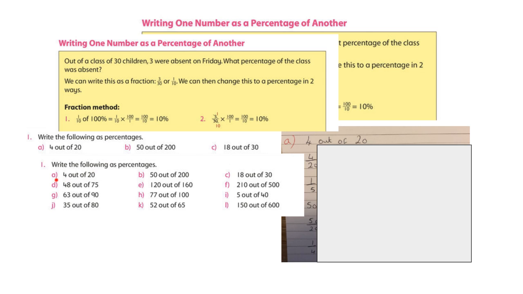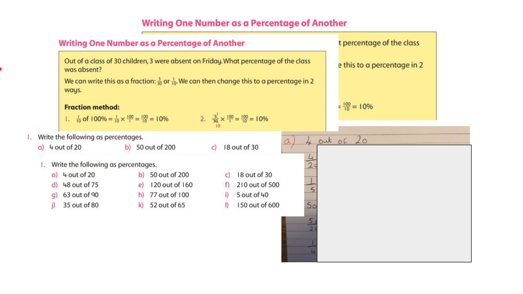If we go down here and look at question 1, write the following as percentages. I'm going to do A and B with you. So for A, we have 4 out of 20. Let's make a scenario out of it. If I got 4 out of 20 questions correct in my maths test, what percentage would I get in my maths test? So I got 4 questions out of 20 right. So what percentage would I get right? To do that, we would put 4 over 20 and make it into a fraction. So 4 out of 20.